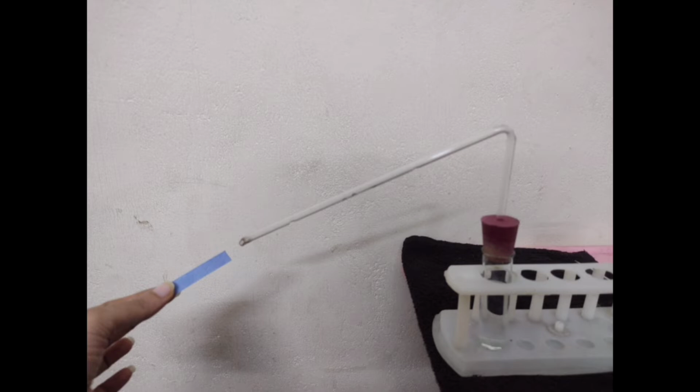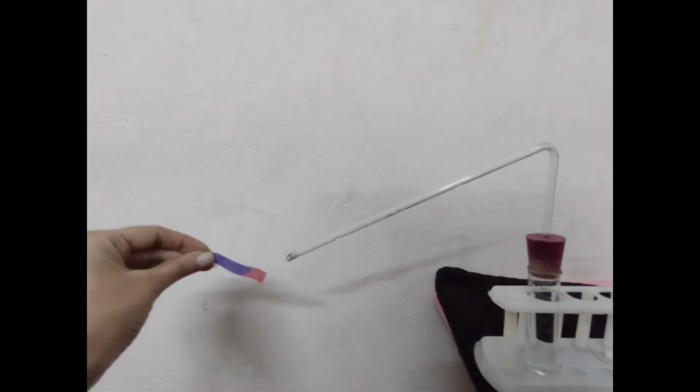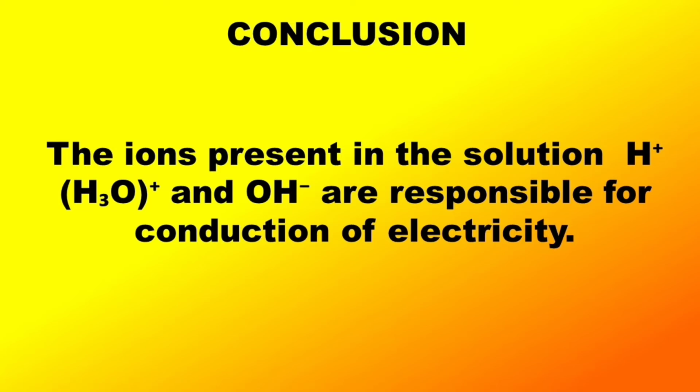Dry HCl does not turn the blue litmus paper red. Now get a wet blue litmus paper near the delivery tube. The dry HCl, as soon as it touches the moist paper, the blue litmus turns to red. From this activity, we can conclude that any concentrated acid or base is unable to produce ions on itself. Only the aqueous solution of it is able to produce ions and help in conduction of electricity.